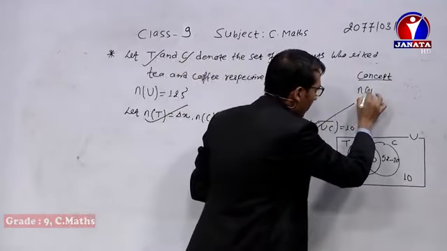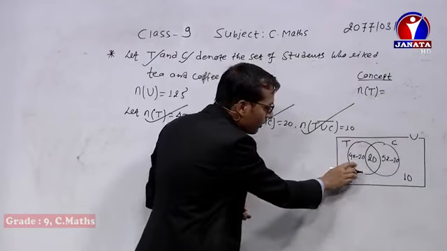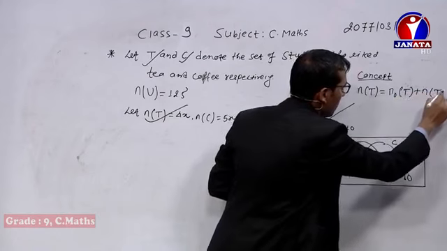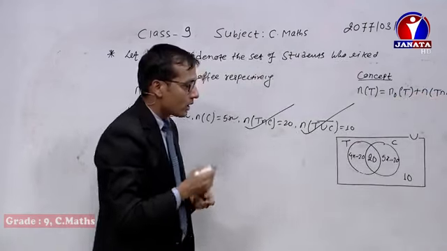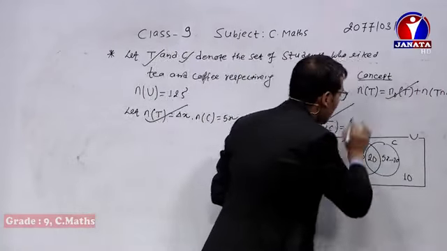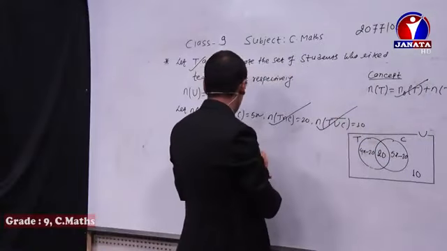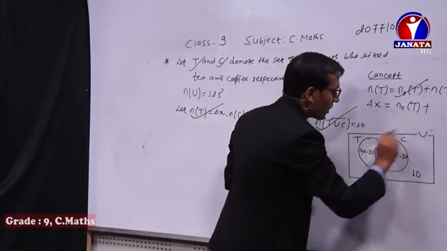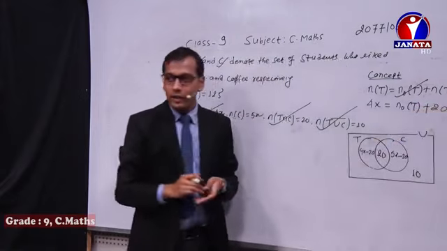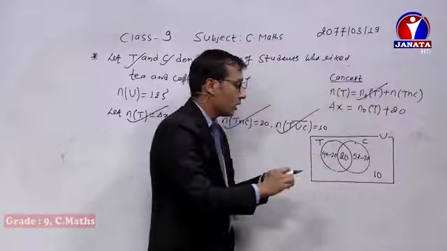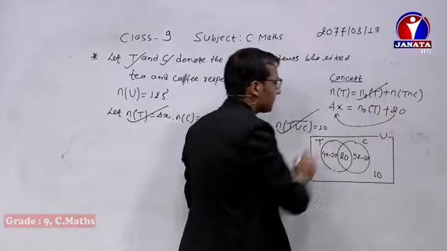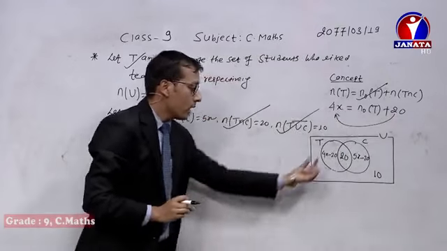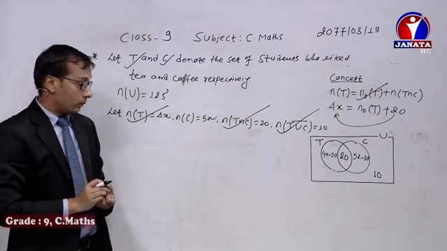What is n of t? So n of t is n only t plus intersection, n only t plus n t intersection c. Here we are searching for the value of n only t. So from this relation, n of t is given as 4x, and n only t plus intersection is 20. Now can we solve for n only t? If we take 20 to the left hand side, n only t will be 4x minus 20, which we have inserted in the Venn diagram.